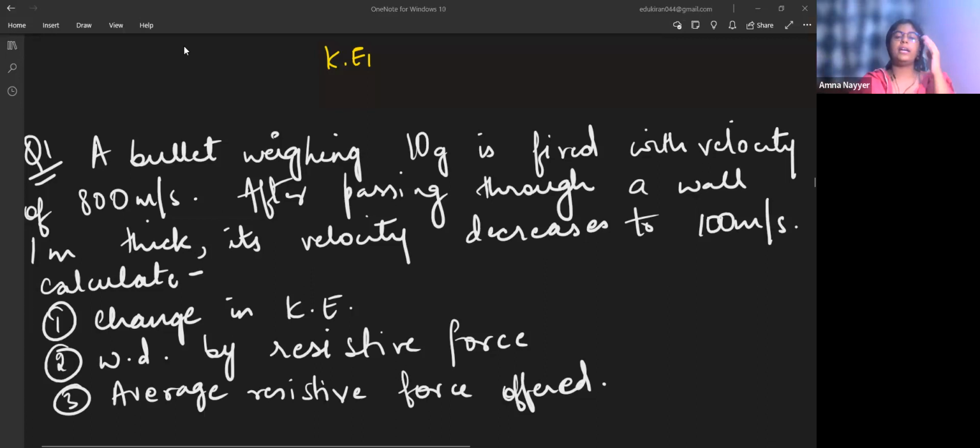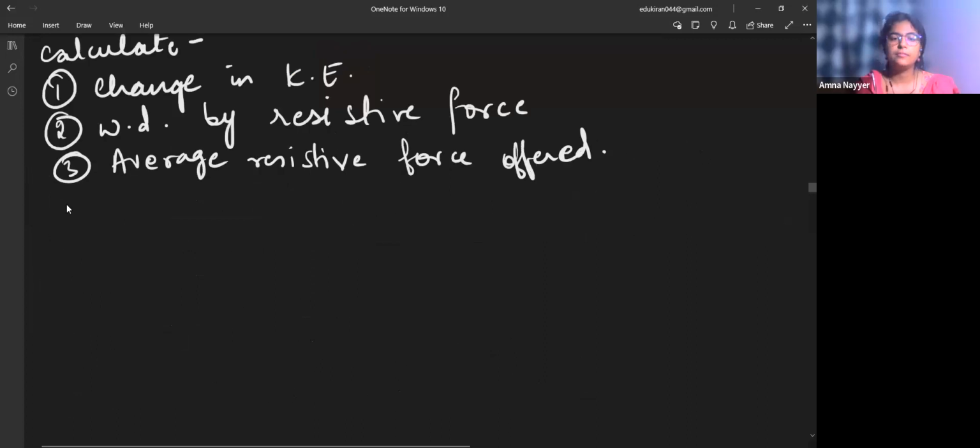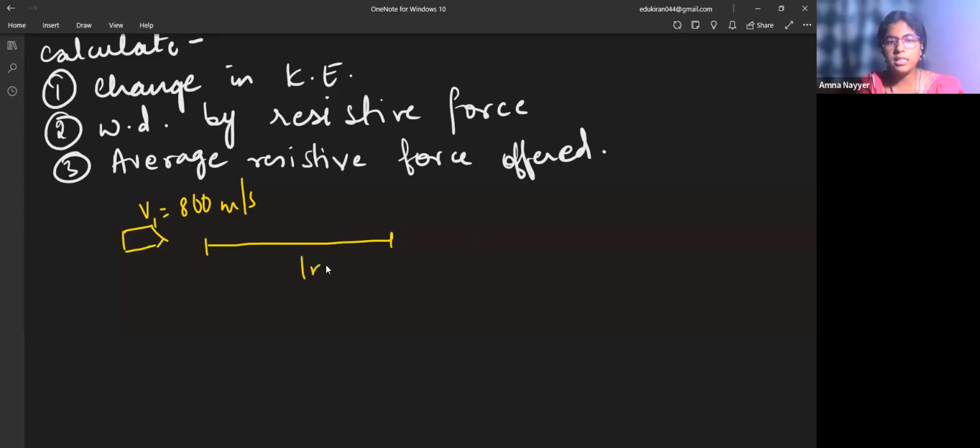See, this question says a bullet weighing 10 gram is fired with velocity of 800 meter per second. After passing through a wall 1 meter thick, its velocity decreases to 100 meters per second. You have to find out the change in kinetic energy. Means a bullet is fired with velocity 800 meter per second. This is the initial velocity. Then it crosses a wall which is 1 meter thick, pierces it, and when it comes out, the final velocity becomes 100 meter per second. We have to find out the change in kinetic energy.